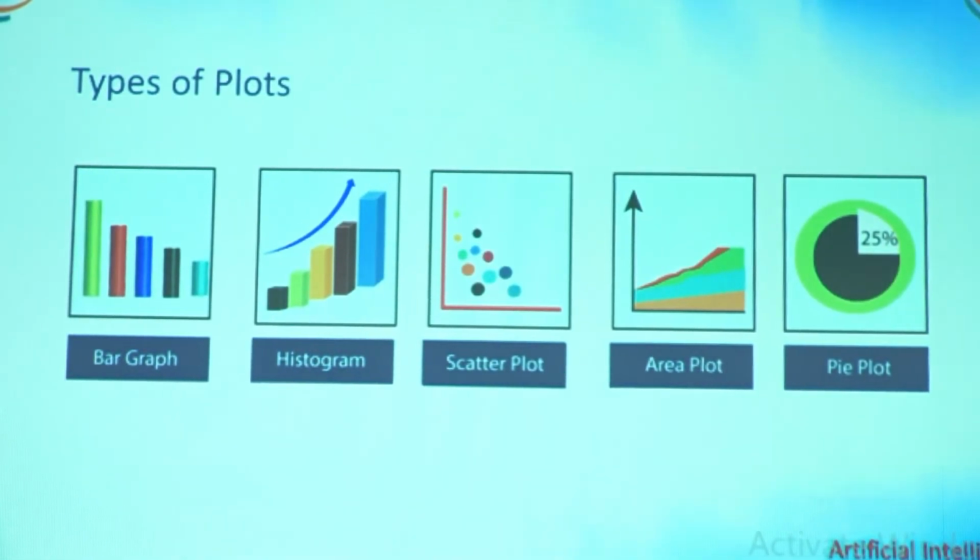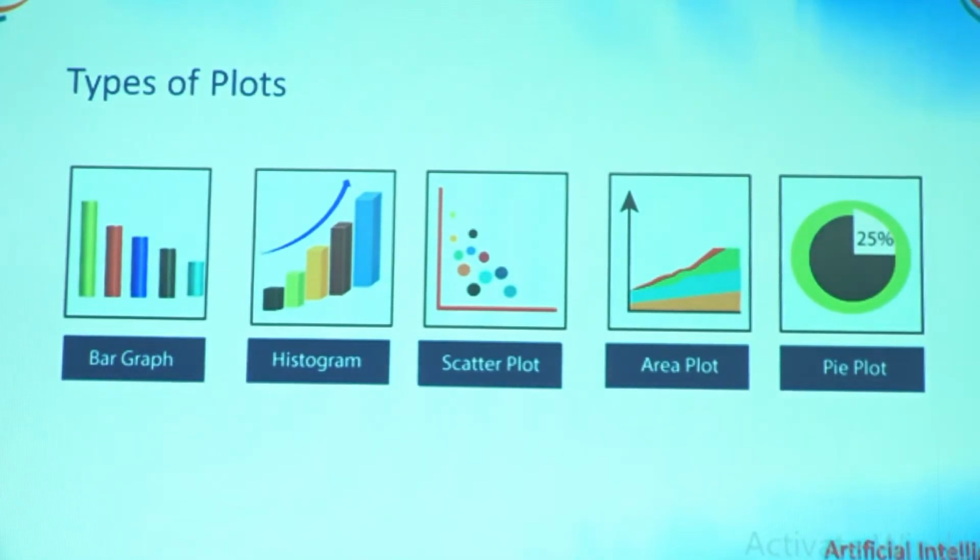Yes. For histogram, frequency of only one variable. And what about bar graph? You have to give two variables, one variable with respect to the other. Pie chart you all are familiar with. Now scatter plot and area plot. They are these two different.